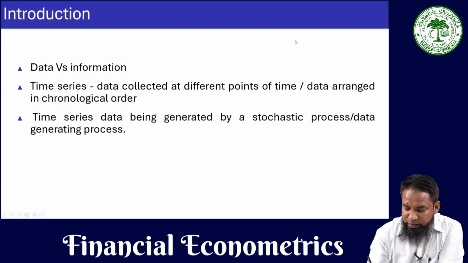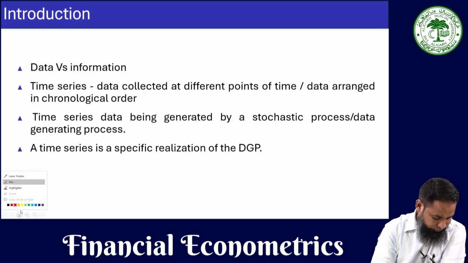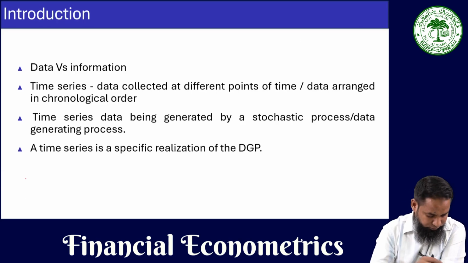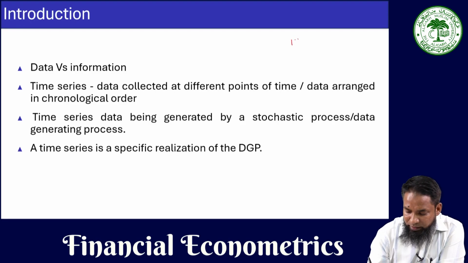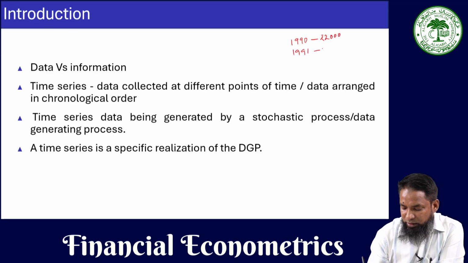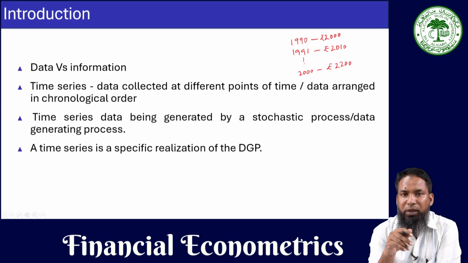So in 1990, let us say we have a GDP of 2000 crore. In 1991, it is, let us say, 2010 crore, and so on and so forth. Let us say till 2000 we observe the data. So in 2010 it was 2200 crore.